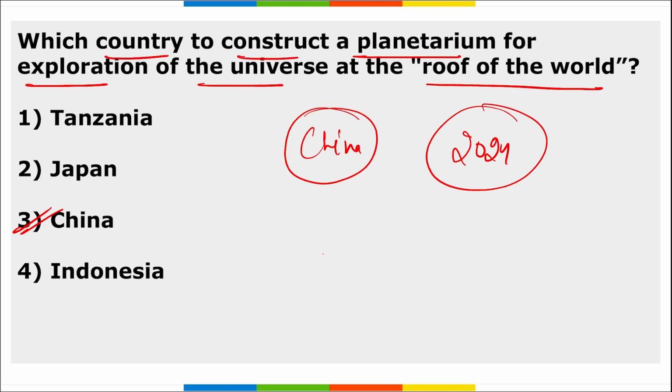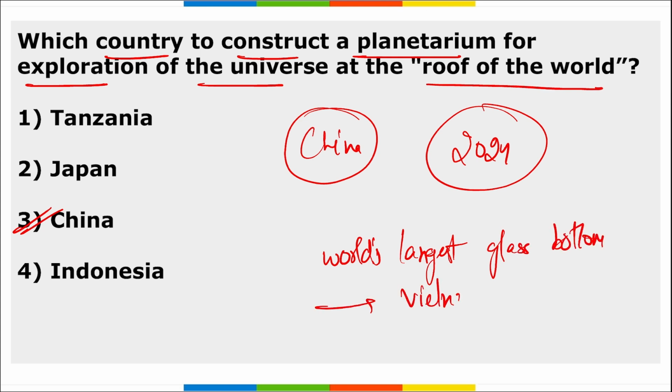Next, if we are talking about the world's longest glass bottom bridge, where is it located? Vietnam. What is the name? It is White Dragon.